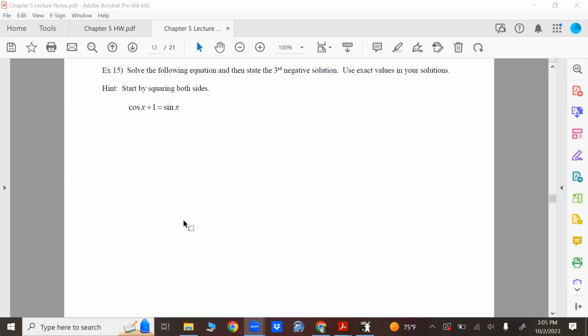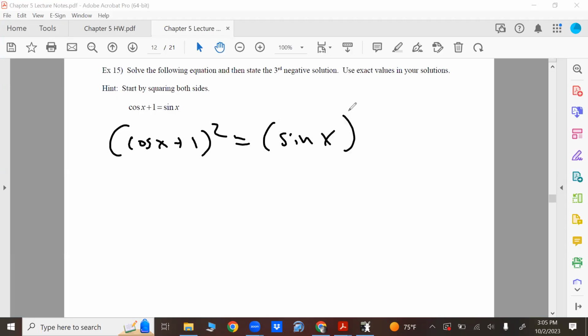Okay. So you're given a little hint. You're asked to square both sides. So it's fair treatment. And then we got to find the third negative solution afterwards. So we're going to start by doing this. Cos x plus 1 squared equals sine squared x. I'll let you work it out. I'll give you guys about 5 minutes. We'll check in, and then we're done with class.